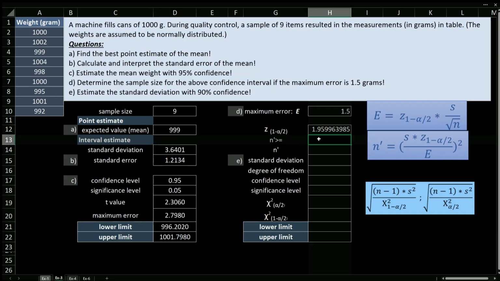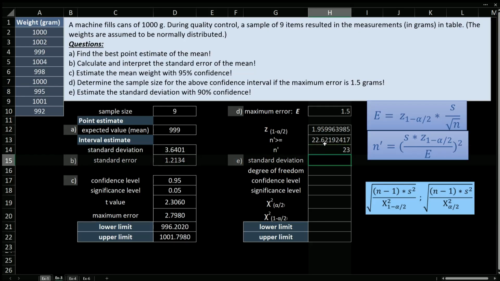So n prime, which is going to be an integer, should be at least this value, greater than or equal to standard deviation multiplied by z value divided by the given maximum error, and whole parenthesis squared. So we found 22.6. We should round it up, which is 23. So we need at least 23 for the sample size to have maximum error less than or equal to 1.5.